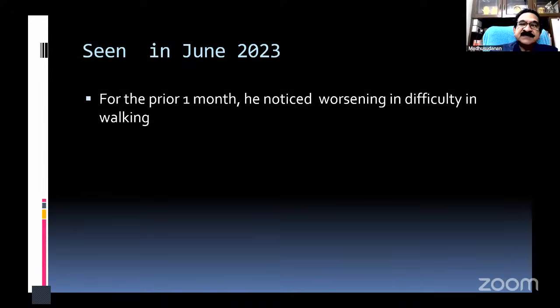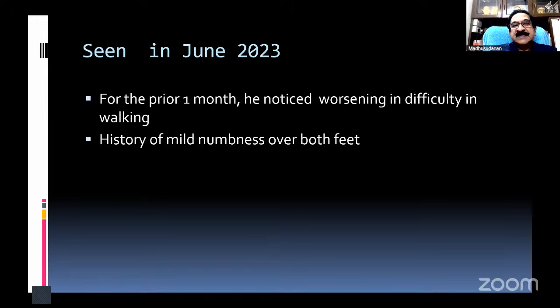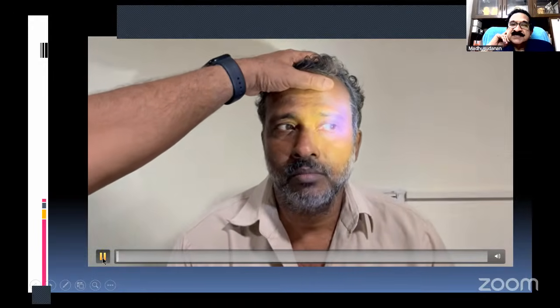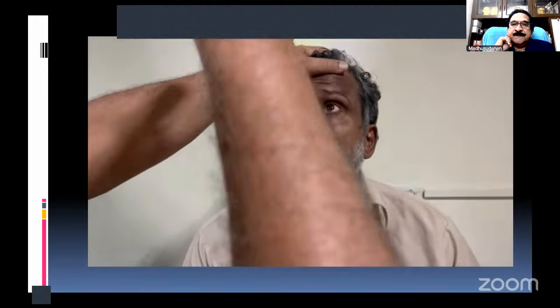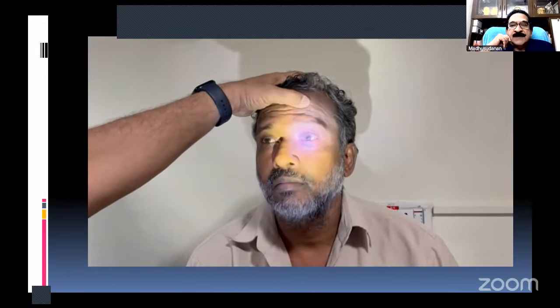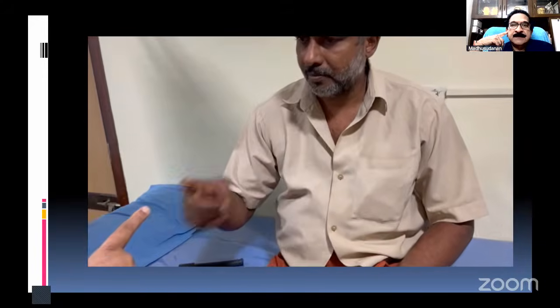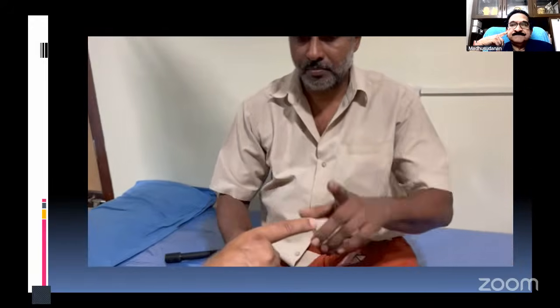At that time, he said that for the last 1 month he was worsening in difficulty in walking. He complained of mild numbness of both feet, with no pain. This is the examination in 2023 when I took the video of the patient. You can see no facial expression of Parkinson disease. Angles are all normal. In the upper limb, power is normal. There is no akinesia, no rigidity, and no finger nose incoordination.